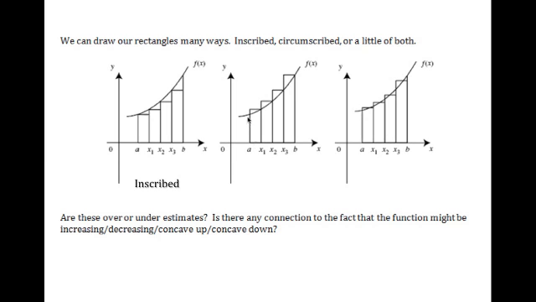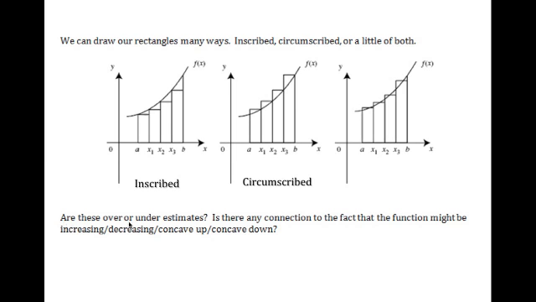If I draw my rectangles so that they go above or on the outside of the given area, so the area is underneath this curve, and then these little triangle pieces are on the outside, that's called circumscribed. Now, you can try to get a better estimate by doing a little bit of both, but that happens where you have to maybe do a midpoint or something else, and we'll get into that later.